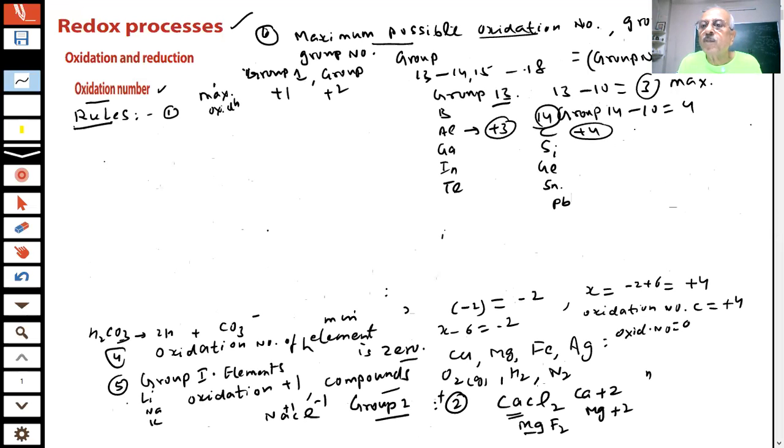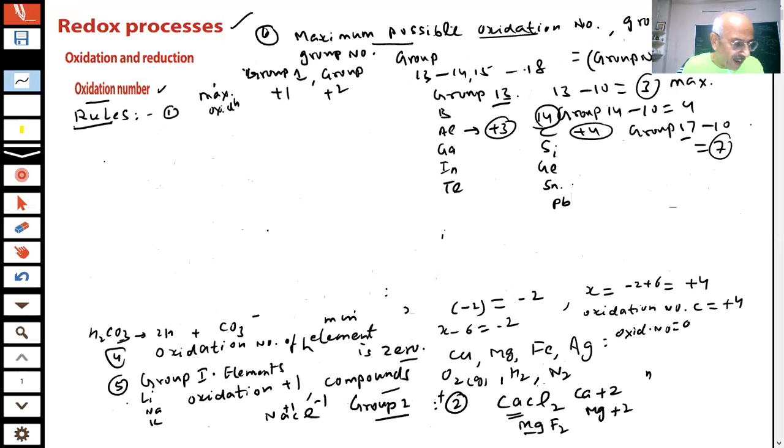For group 17, 17 minus 10, 7 will be the maximum oxidation state for group 17, which are the halogens.